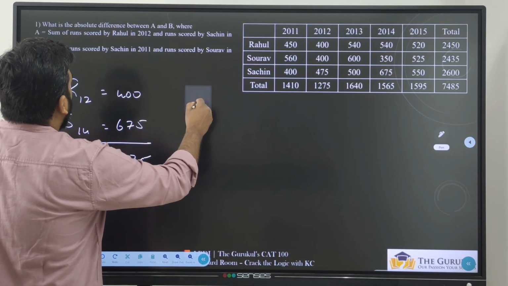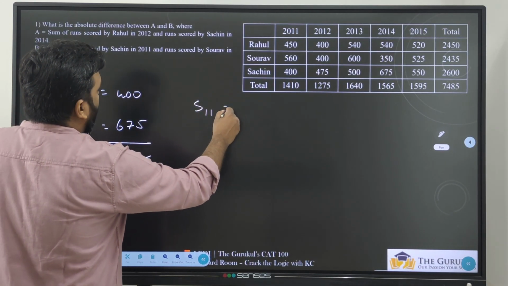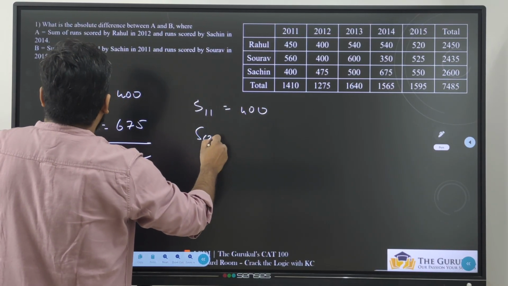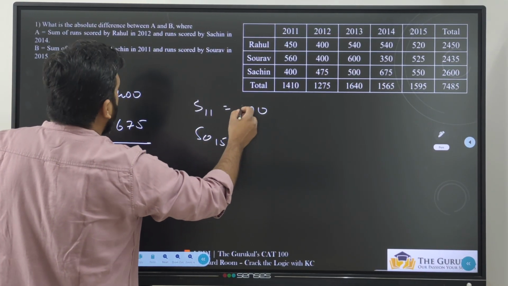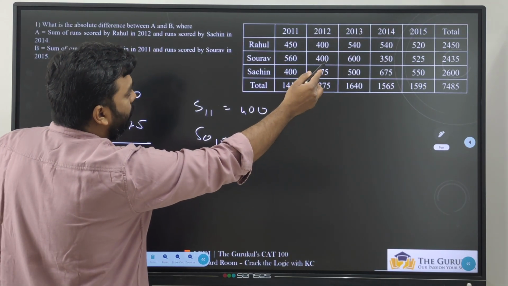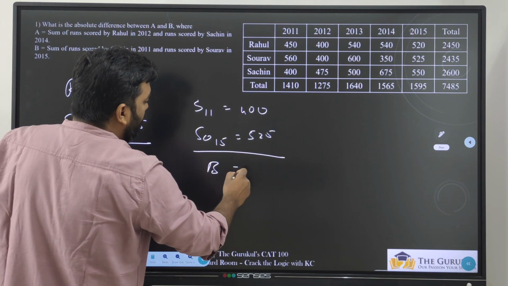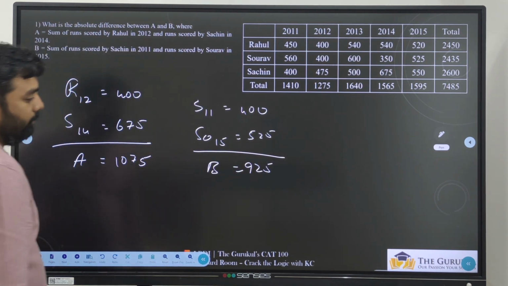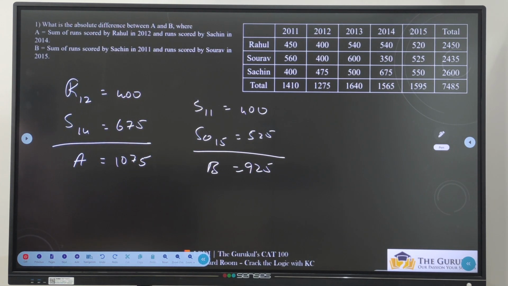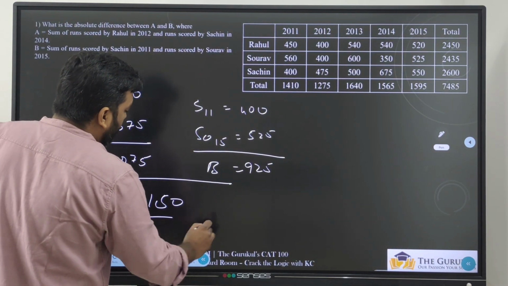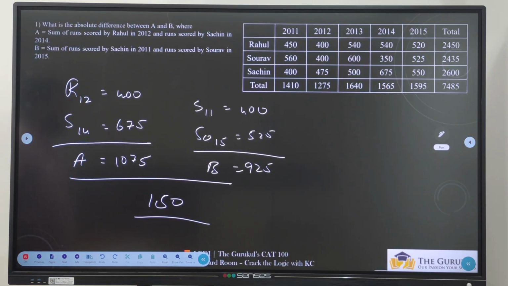Next, Sachin in 2011 is 400. Saurav in 2015 is equal to 525. So B is equal to 925. The question is asking us to find the value of absolute difference between A and B. So A and B absolute difference is 150. That is the gap between A and B, which is absolute difference.